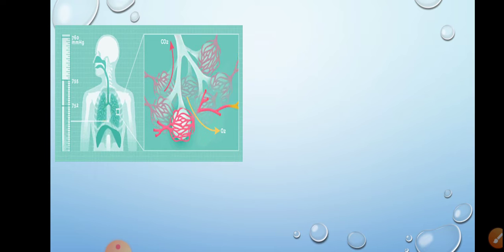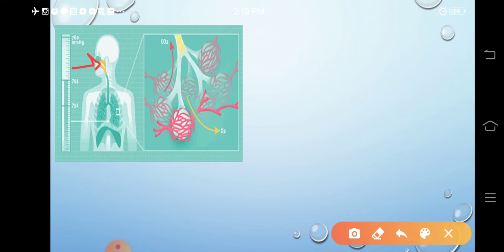Observe this picture. In this picture, one person is doing respiration. For this, he is inhaling oxygen through his nose, the oxygen shown in orange color, and he is exhaling carbon dioxide, which is shown in pink color. In this way we do our respiration.